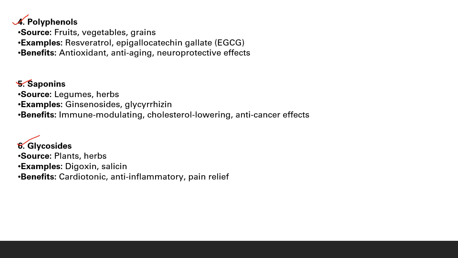Sixth is glycosides. The source is plants and herbs. You can see all these are extracted from plants only. So these are all phytochemicals that are having these bioactive principles. Examples are digoxin and salicin, which have cardiotonic effect, anti-inflammatory effects, and pain relief.